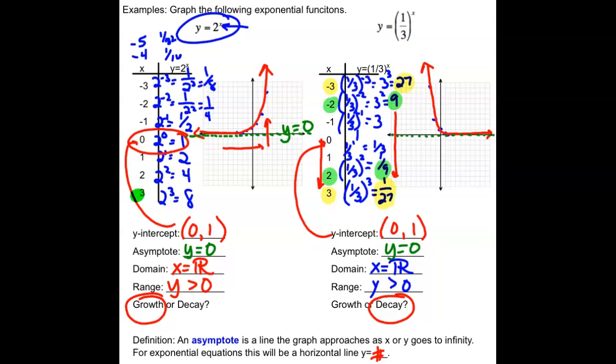Same thing happened here. We had a 3 getting us an 8, and a -3 getting us a 1/8. Okay? And again, those two were similar. We had a 4 and a 1/4. We have a 1/2 and a 2. So there's all of these reciprocal values in our table.